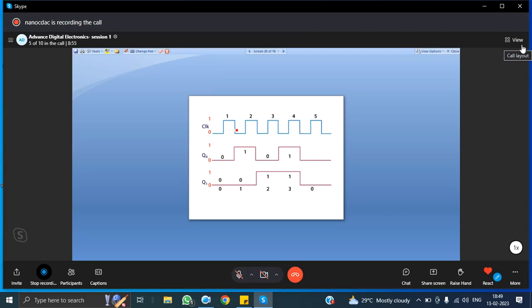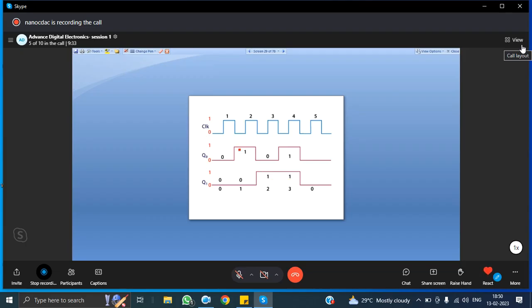Initially Q0 will be equal to 0, reset state. During the negative edge of the clock, Q0 becomes 1. See here, initially Q1 is equal to 0. During the negative edge of Q0, what is happening? Q1 is capturing this 1.